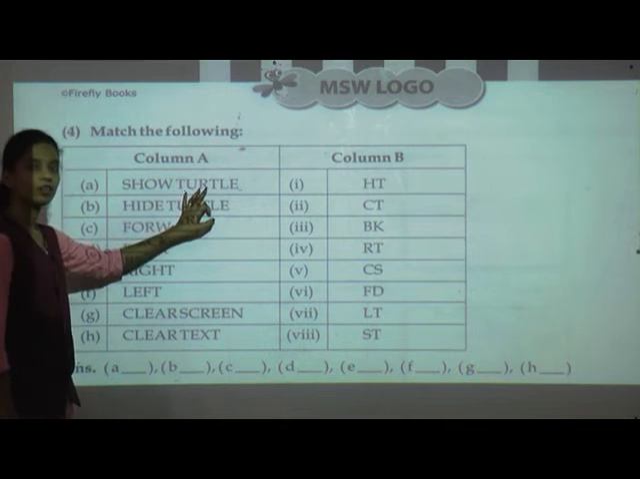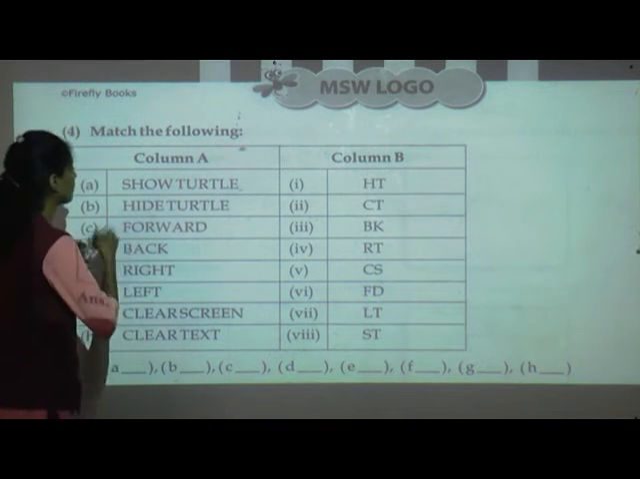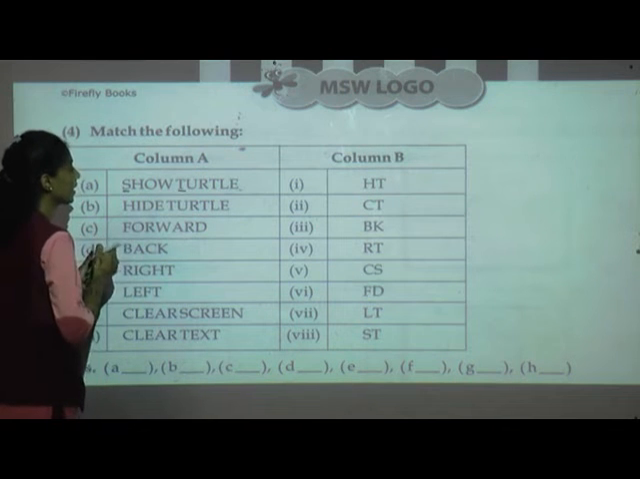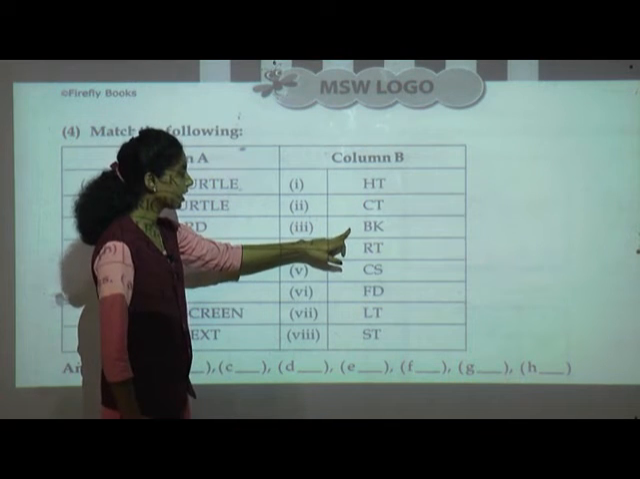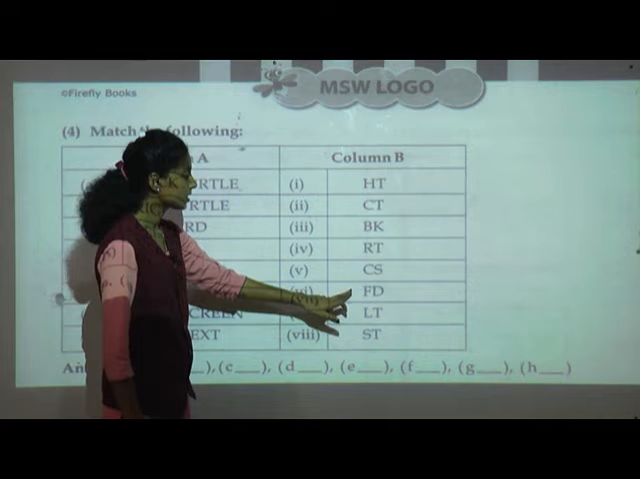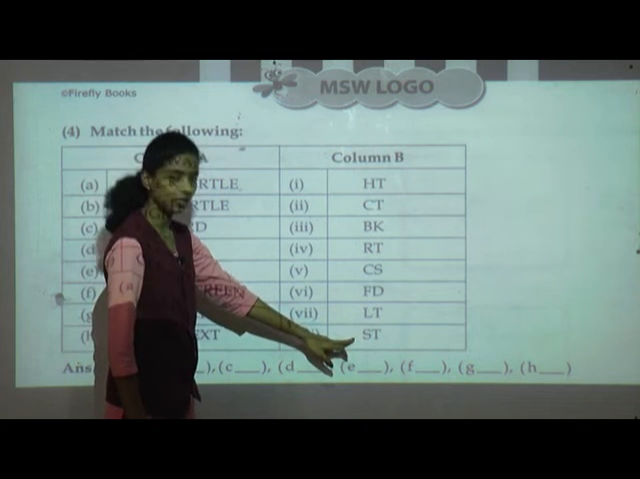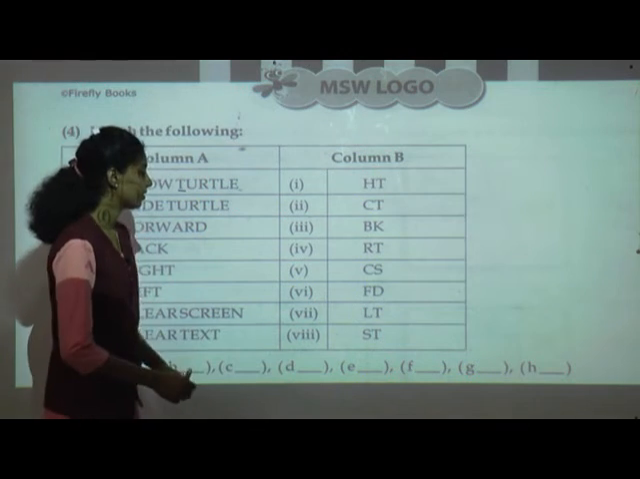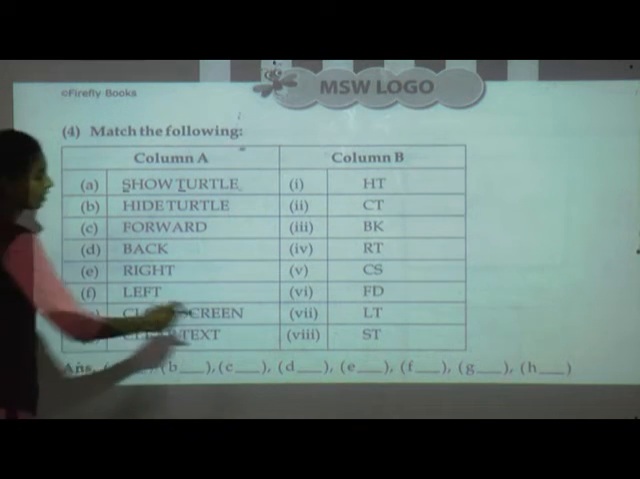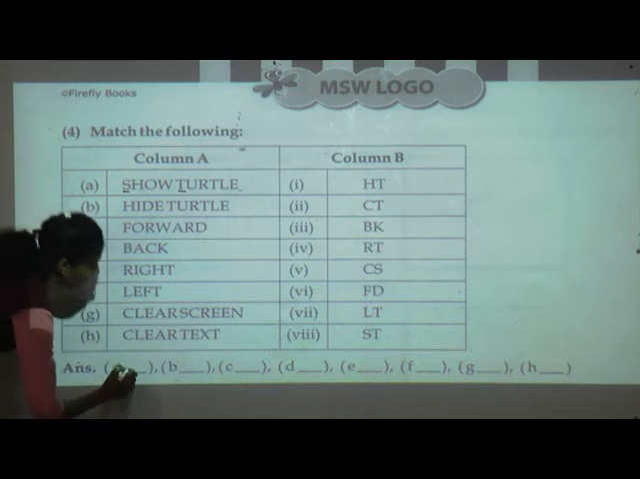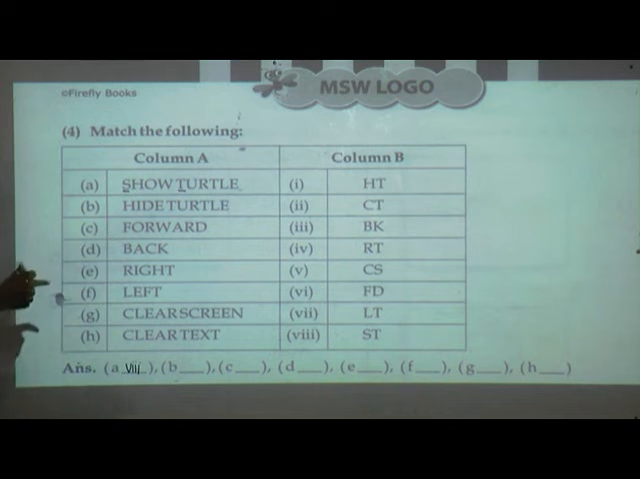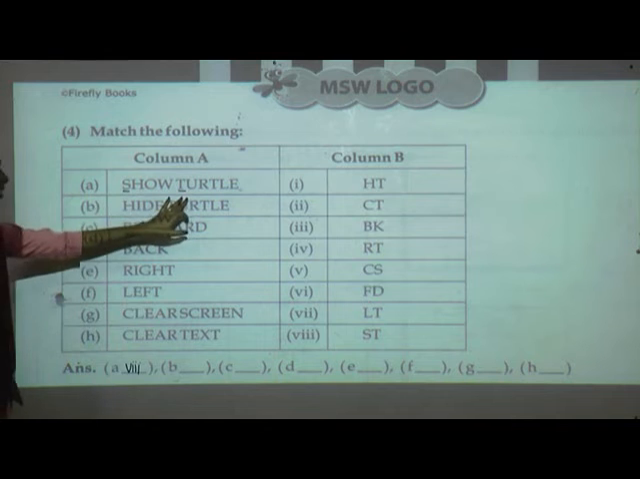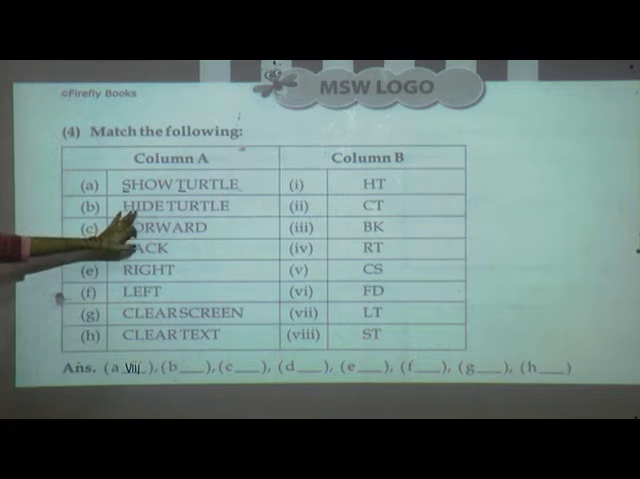Show turtle. What is the short form of show turtle? From here S, from here T: ST. Where is the ST then? HT, CT, DK, RT, CS, FD, LT, ST. Where is the ST? Downside. Then what is the number? 8. In front of A, we have to write 8. Clear? Show turtle, ST.